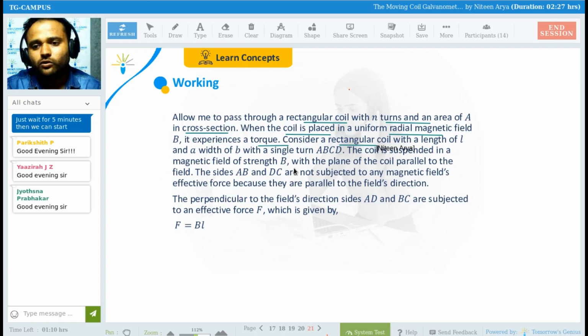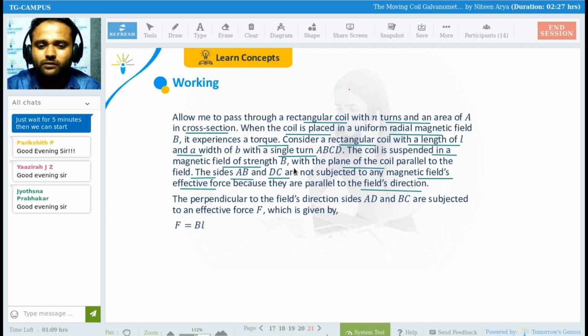Consider a rectangular coil with a length L and a width B, in a single turn, ABCD. That is going to be drawn in the next page. The coil is suspended in a magnetic field of strength B with the plane of the coil parallel to the field. The sides AB and DC are not subjected to any effective magnetic force, because they are parallel to the field direction.